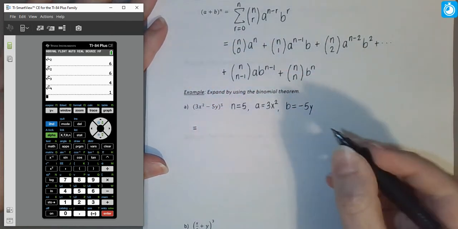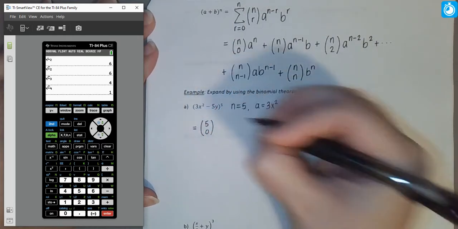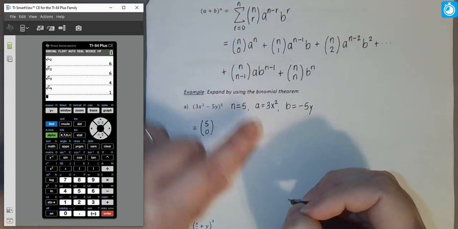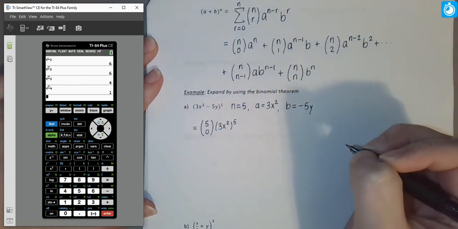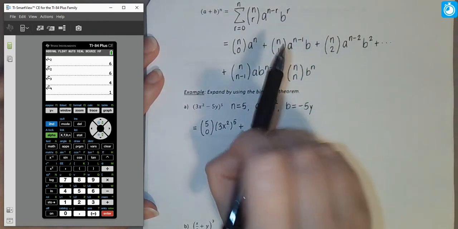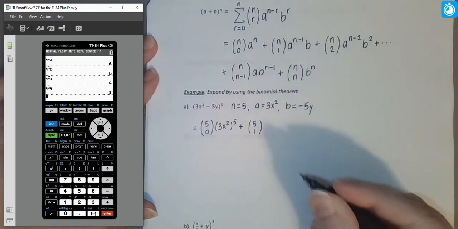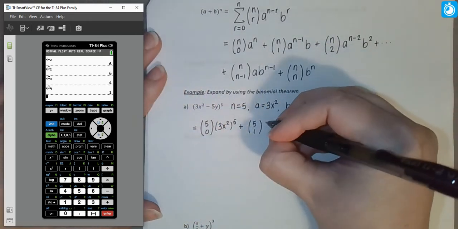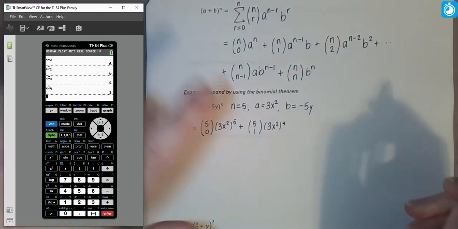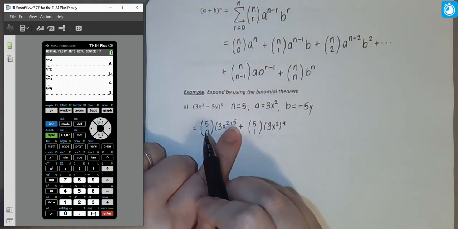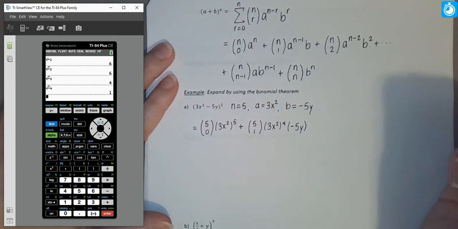So first coefficient, n choose 0. In our case that's going to be 5 choose 0. And then we're taking our a, our first term, which is 3x squared, and we're raising it to the nth power, which is the 5th power, and we don't see a b in that term. Okay, plus, now we increase our lower value by 1, so plus 5 choose 1. Now we're going to decrease the power on a, so that's going to be 3x squared raised to the 4th power. And we're going to increase the power on b. Well, we didn't see b in the first term because it was raised to the 0 power. Now we're going to see b raised to the 1st power, so times just b as is.